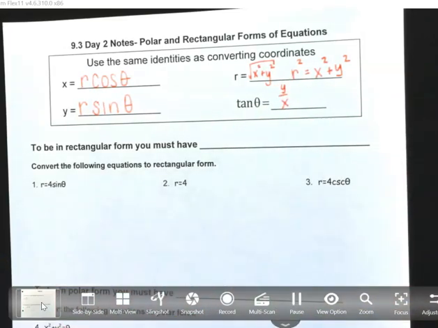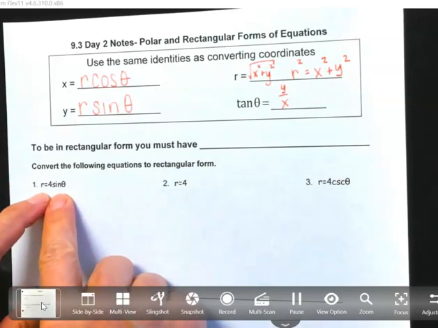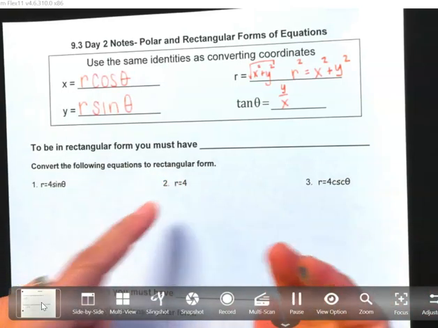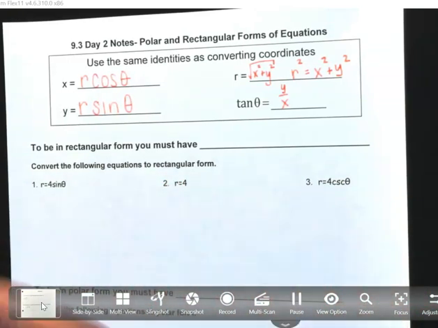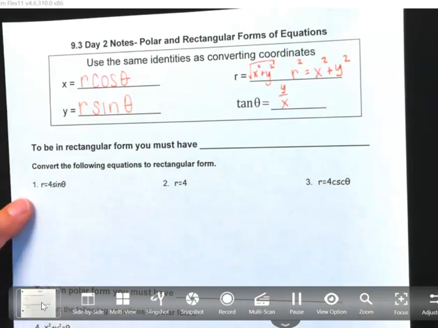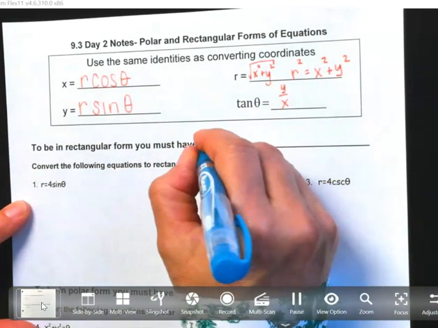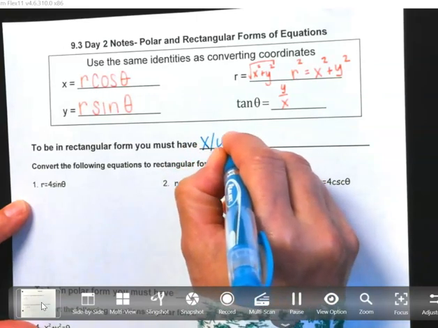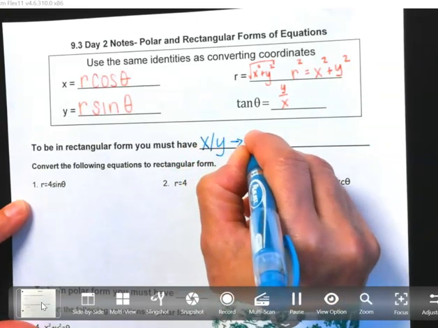All right, so here's what's happening. We're going to convert polar equations to rectangular equations, and rectangular form is like, what if I wanted to plot this on the Inspire? That's what we're converting this to. So you're going to have the letters x and y, and they need to be on one side of the equal sign.